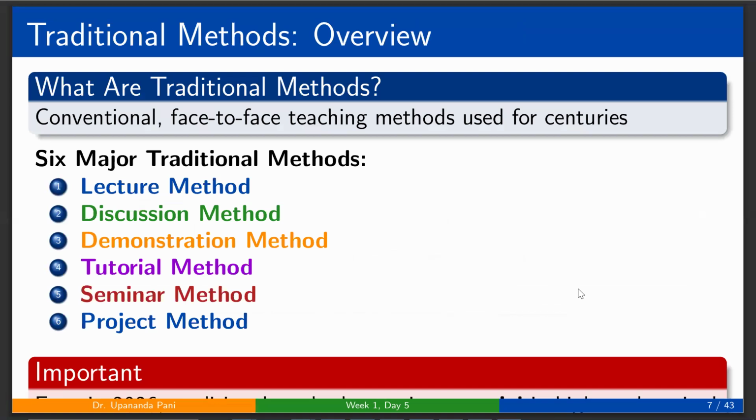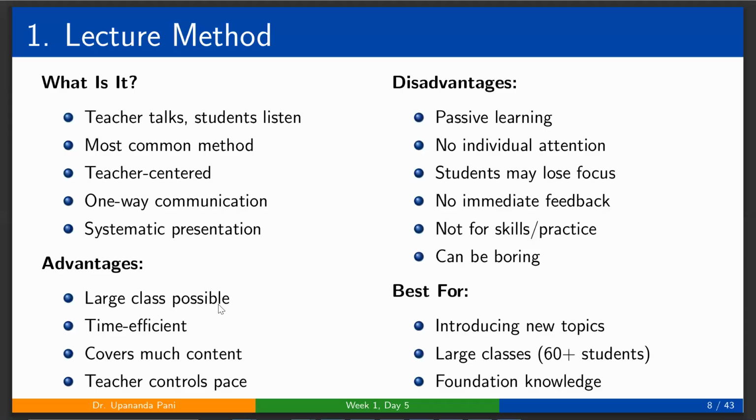Now let us focus more on the traditional methods. Traditional methods include conventional face-to-face teaching methods used for centuries. Largely there are six major traditional methods: lecture method, discussion method, demonstration method, tutorial method, seminar method, and project method. The seminar method is also very important. So now let's focus on them one by one.